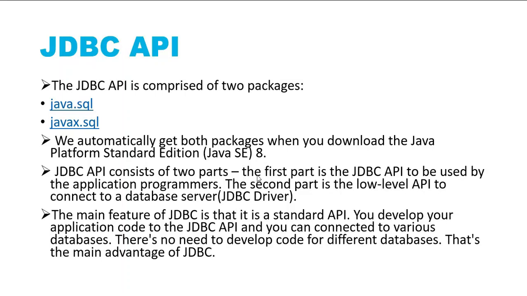Perfect, right? So this is the main feature of JDBC. Because it is a standard API, you just develop your application code using the JDBC API to connect to various databases. There is no need to develop code for different databases. That's the main advantage of JDBC. JDBC is just an abstraction, and you can provide multiple implementations. If you want to connect to MySQL, you use the MySQL JDBC driver, and if you want to connect to Oracle, you use the Oracle JDBC driver implementation.